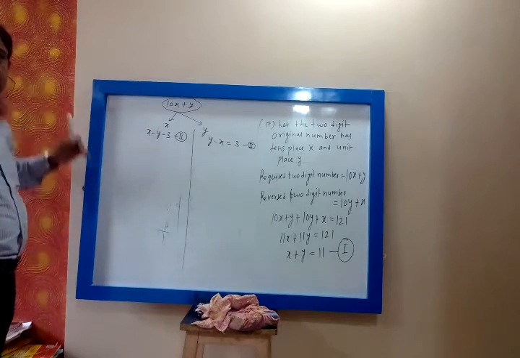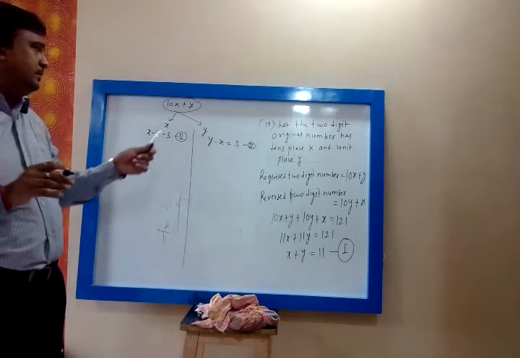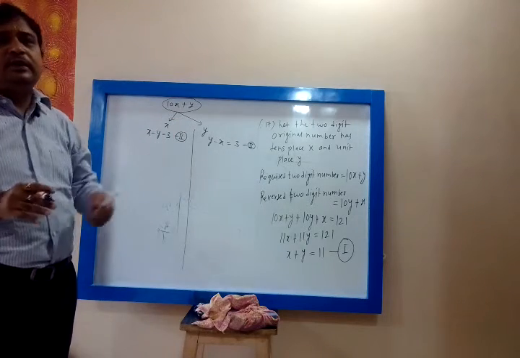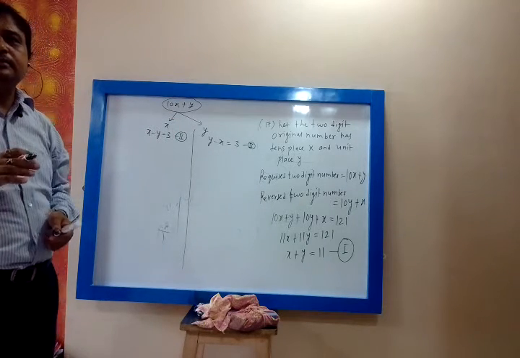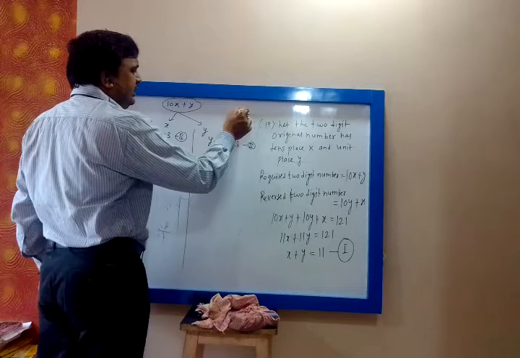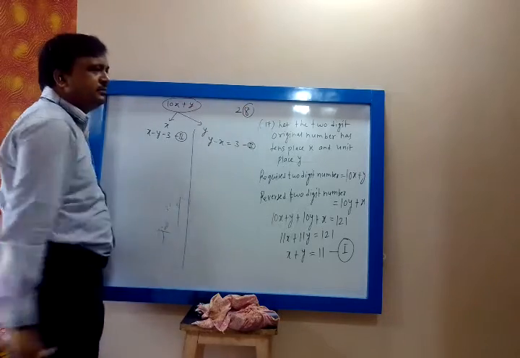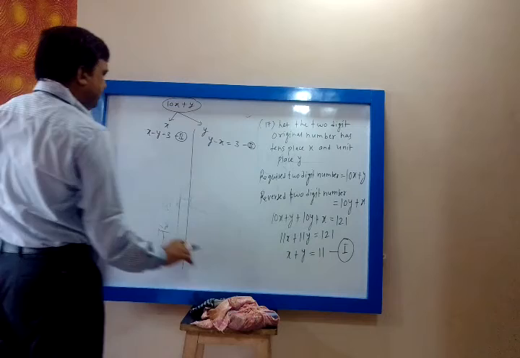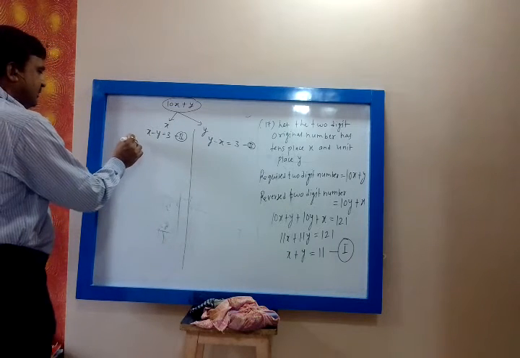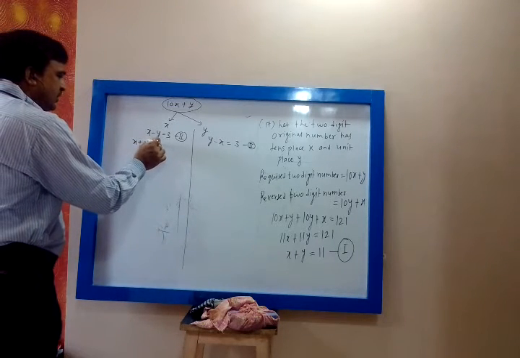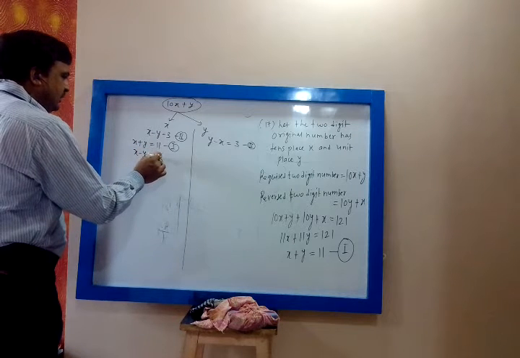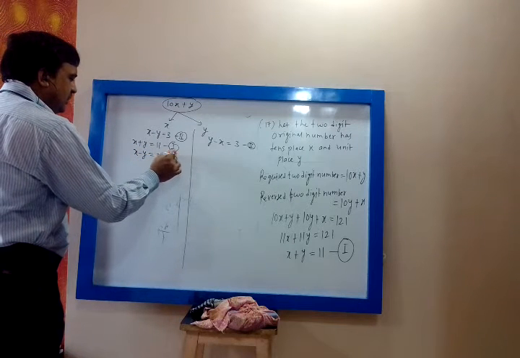Okay. They differ by 3. It is not given which digit is bigger, the unit digit or the tens digit. For example, 28, the unit digit is bigger. So we are not sure. So x minus y is 3. x plus y is 11, equation number 1. x minus y is 3, equation number 2. Solve this.